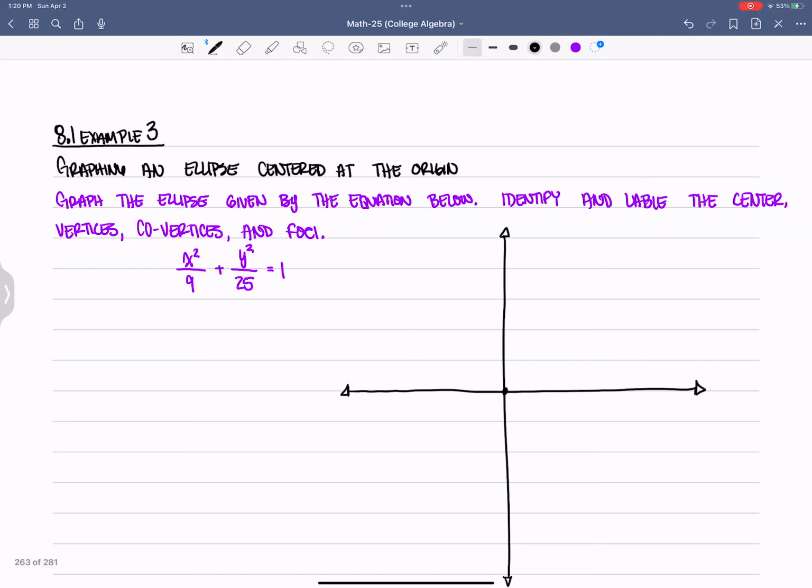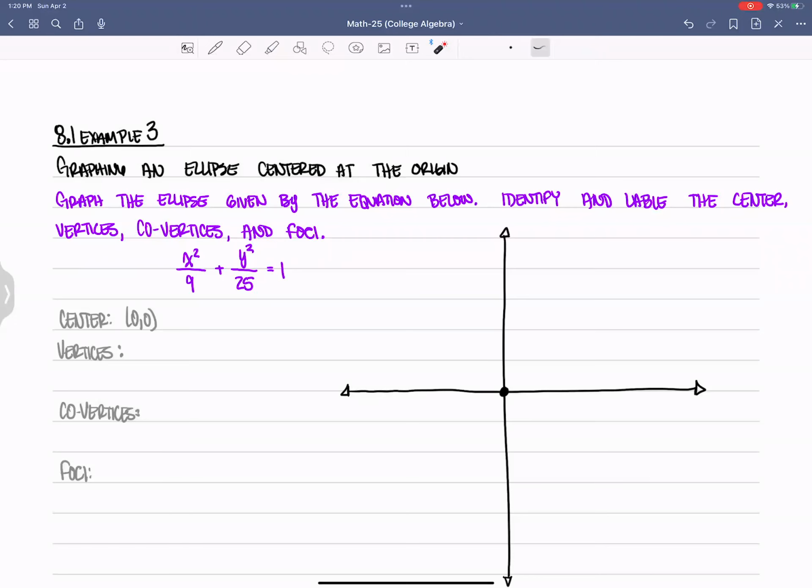So from the center origin, we could start writing that part down. So center, that's 0, 0. And next is going to be our vertices. Then the co-vertices. And lastly, we're going to have our foci.